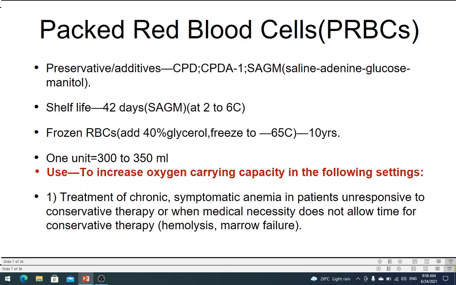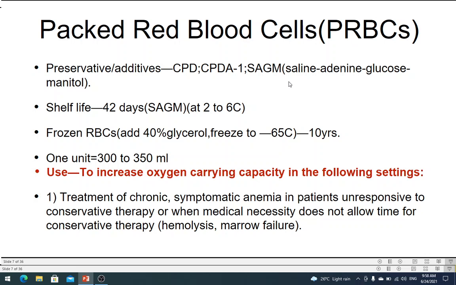Glucose is necessary for the metabolism of the stored cells, and similarly adenine and mannitol, as a preservative and for diuresis. So the best preservative that we can use for packed cells is SAGM: saline, adenine, glucose, mannitol.